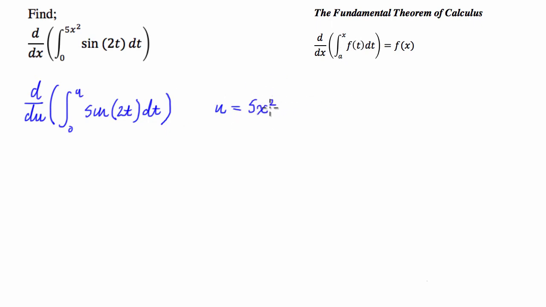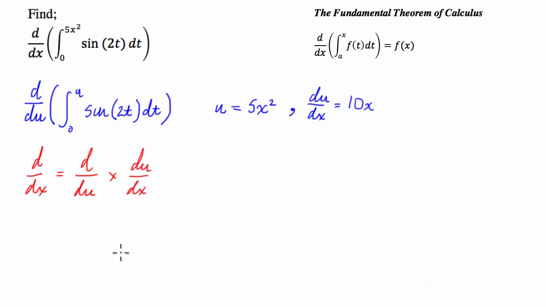Now guys, we're just going to make a little note for ourselves. du dx is going to be equal to 10x. Okay guys, so from here we're going to use the chain rule, so I can use this substitution to end up solving the original derivative in terms of x. So d dx is going to be equal to d du multiplied by du dx.